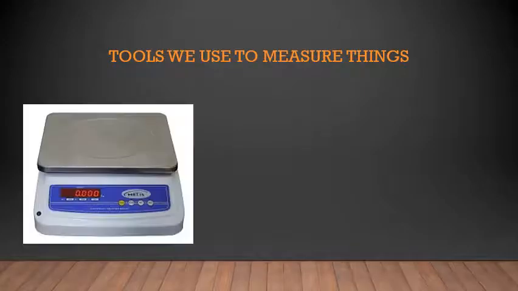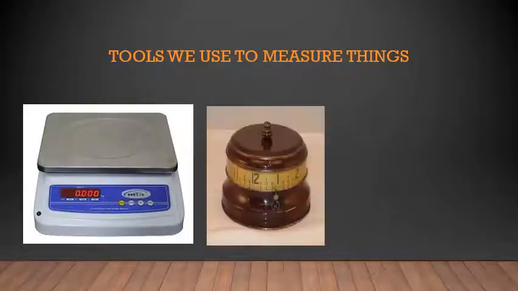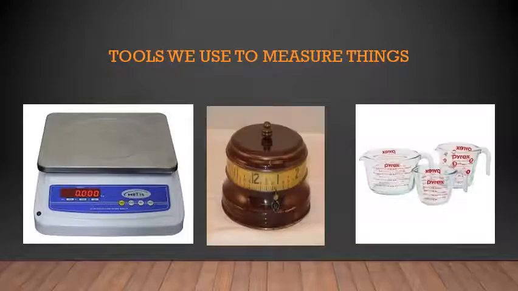Now here you can see a weighing scale, a tape, a clock and measuring jars. We use different things to measure different things, right? You cannot measure the quantity of water using a measuring tape, right? And you cannot measure the length of the cloth using a weighing scale. We need different things which will help us measure different measurements.